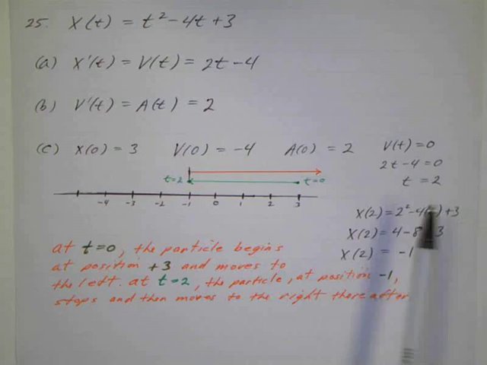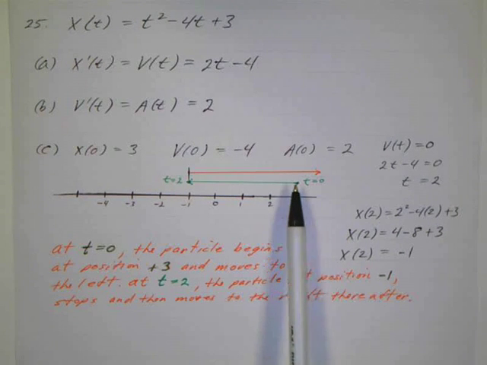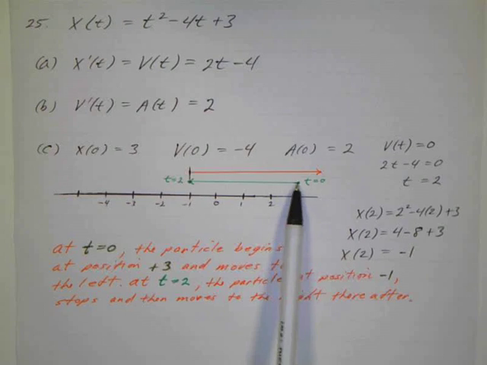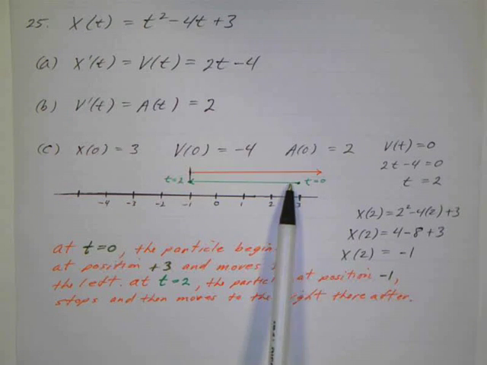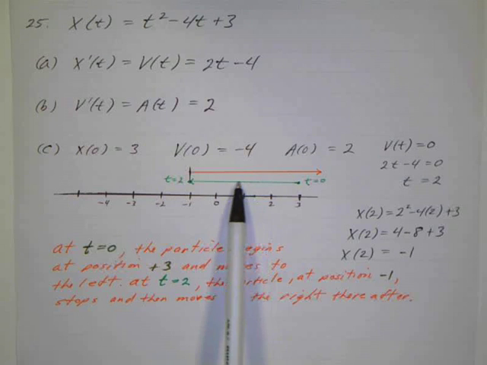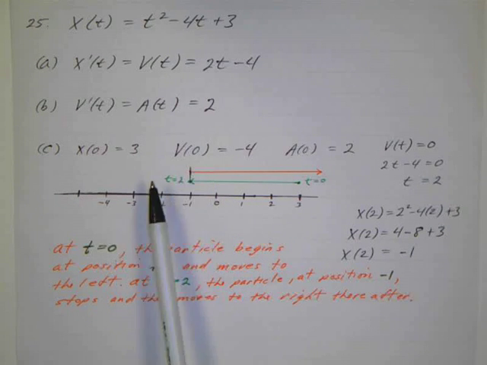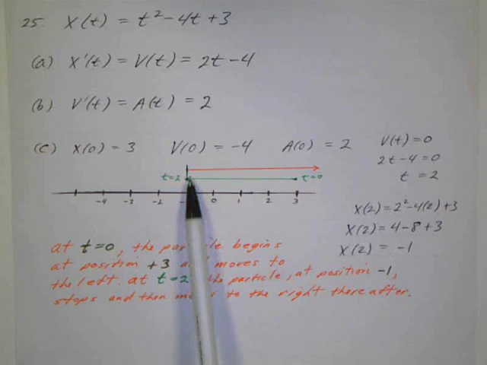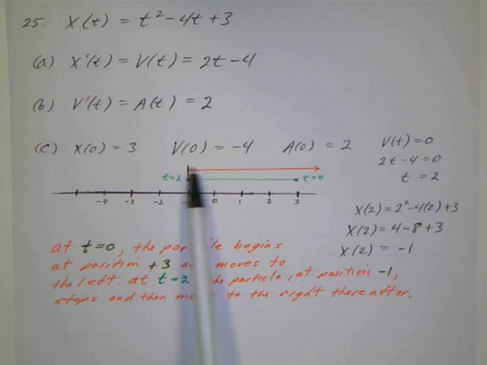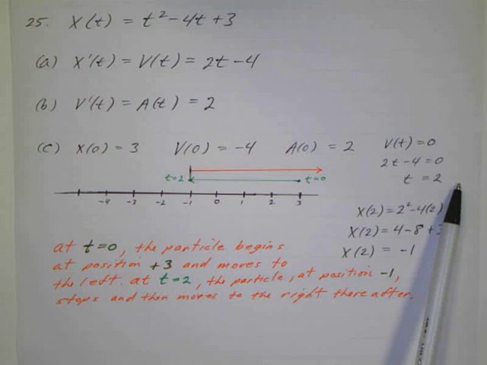So here, I drew a little graph. What happens? I start at 3. That's when t is 0. And something pushes me to the left at a velocity of negative 4 units per unit time, whatever. And this acceleration of 2 is going to slow me down. So I'm going to start like this, and the acceleration of 2 is going to pull me this way until I stop at 2 seconds. And at 2 seconds, I happen to be at position negative 1. And then I've stopped, and this acceleration of positive 2 starts pulling me to the right thereafter.